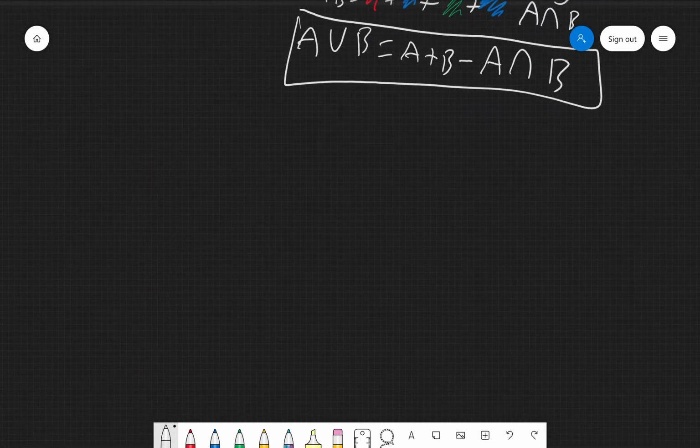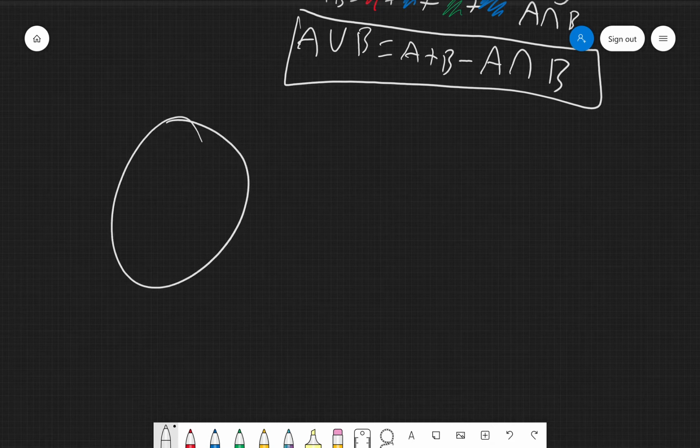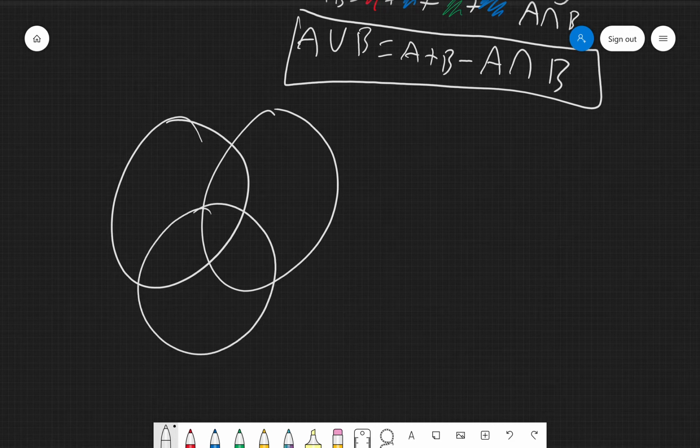Now, what if you had 3 events, A, B, and C? Then you'd have to draw a more complicated Venn diagram. This is going to be A. I'm not going to color it in this time. I'm just going to label it with the letters A, B and C.